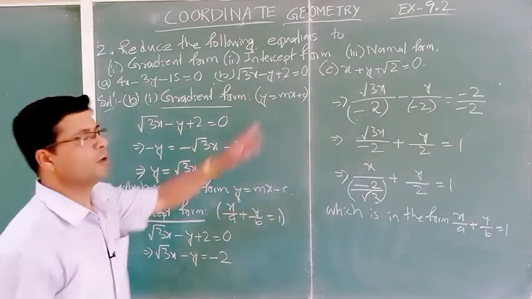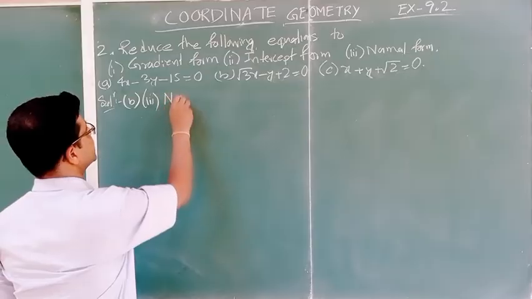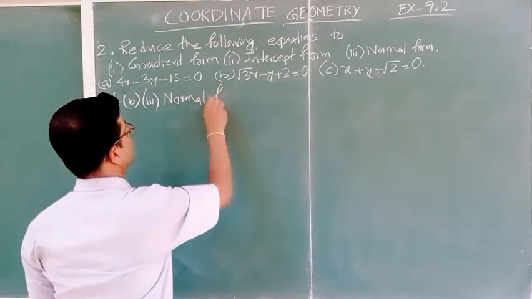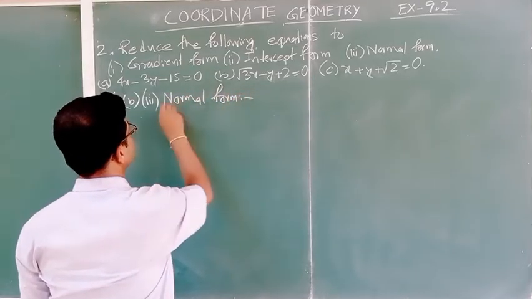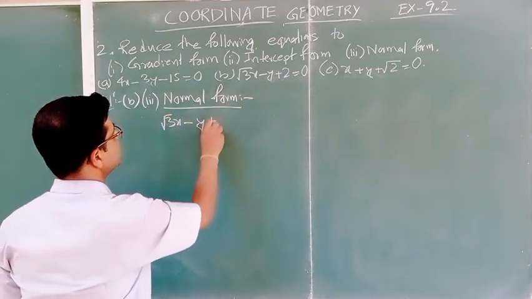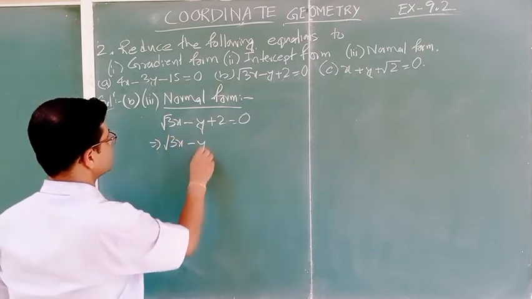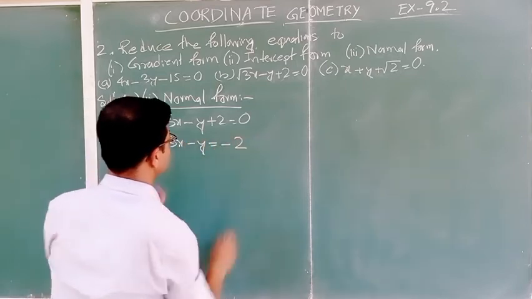Now this normal form is left. Let us rub this part. Now let us do the normal form of it. Normal form. So the equation is root 3x. This is a very interesting sum you will find. So this is root 3x plus minus y, it will be minus 2.